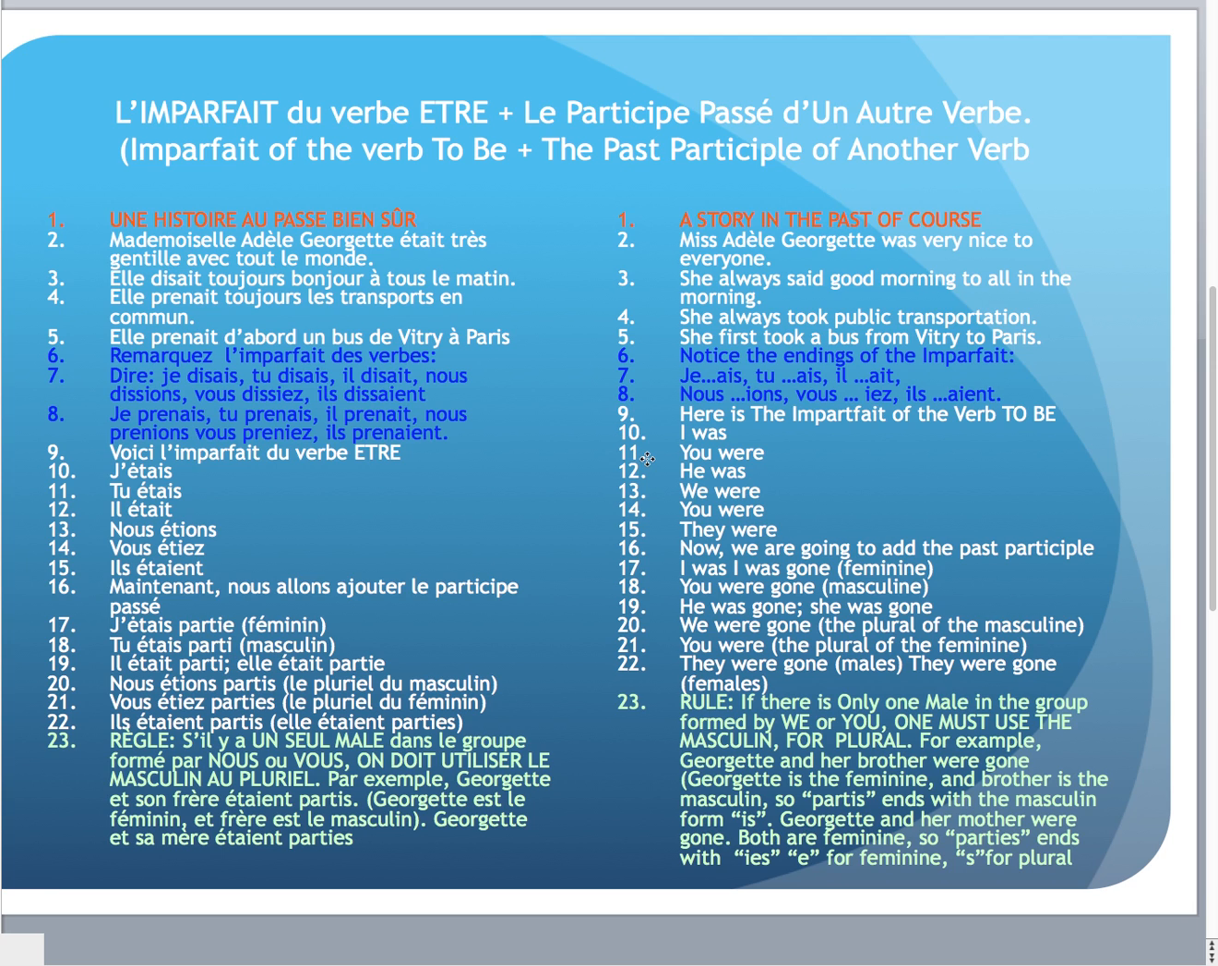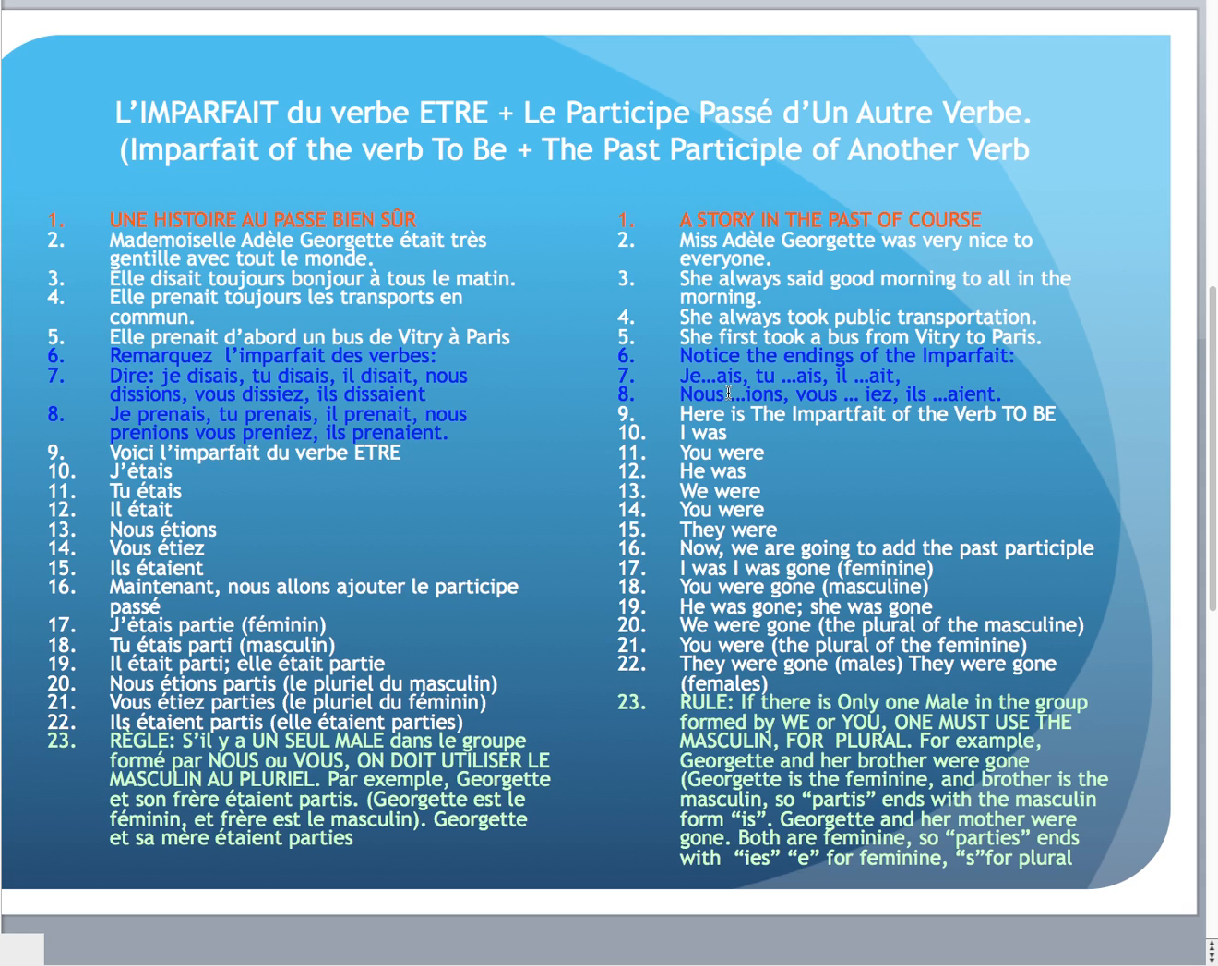In sentence 7, dire is the verb I'm looking at, meaning to say. Je disais. I said, or I used to say. Tu disais. You said, or you used to say. Il disait. He said, or he used to say. Nous disions. We said, or we used to say. Vous disiez. You said, or you used to say. Ils disaient. They said, or they used to say.